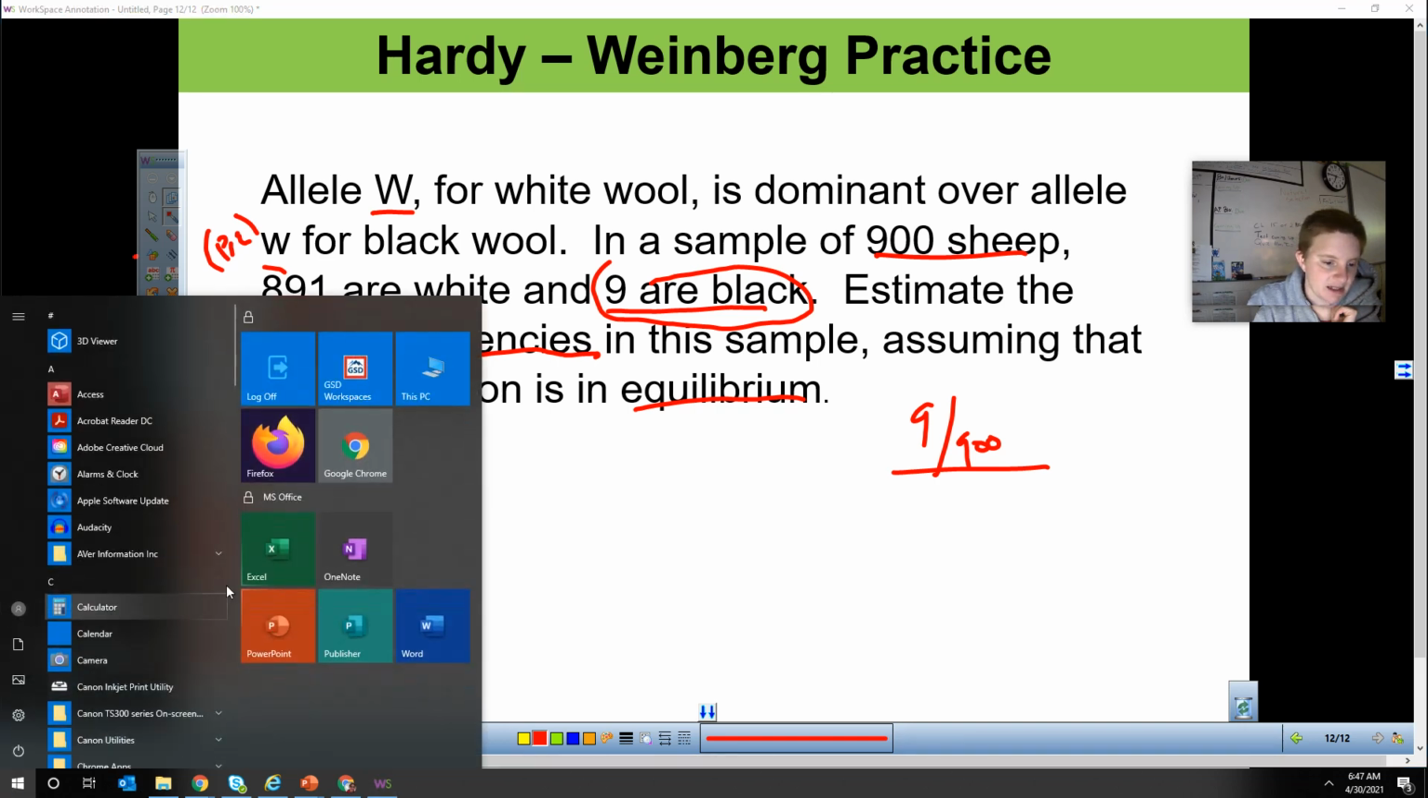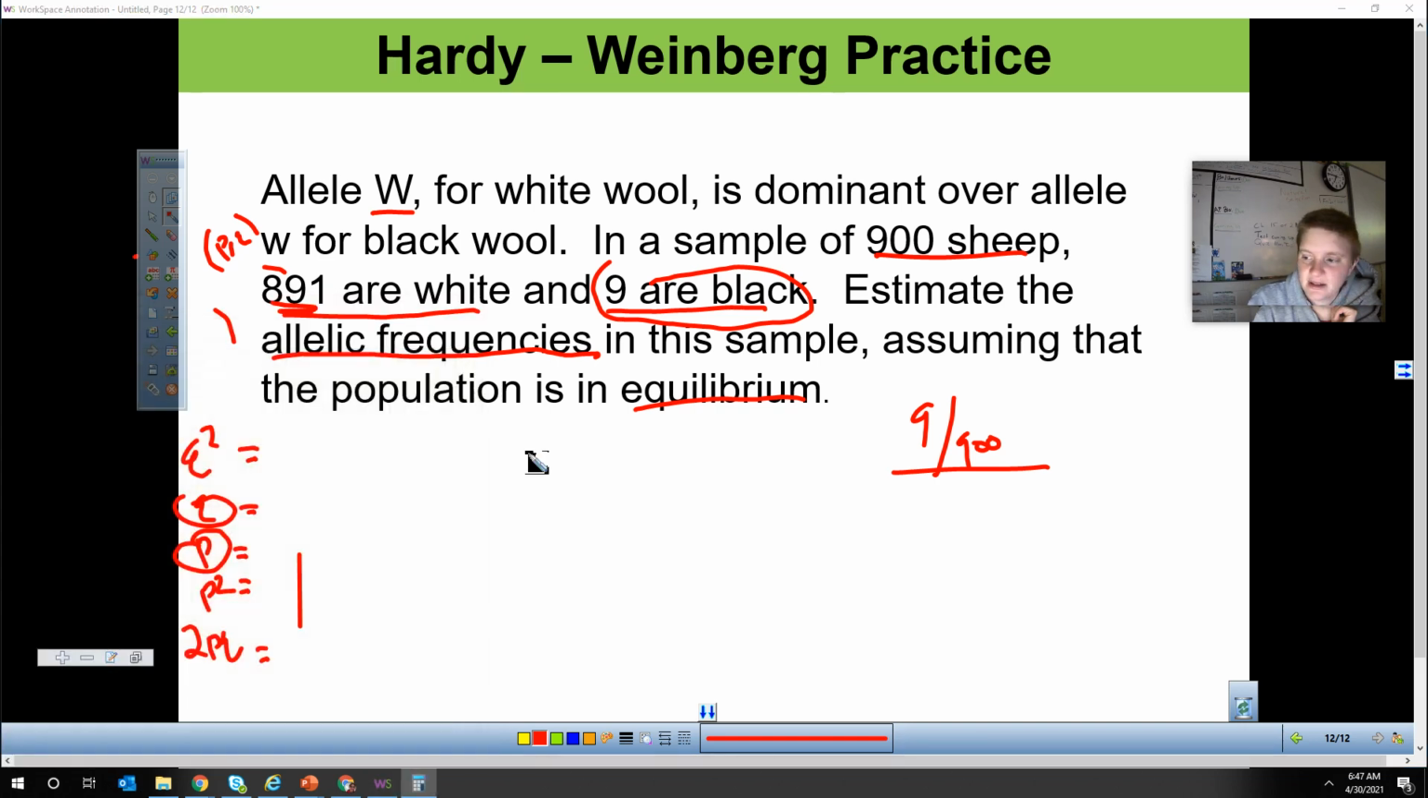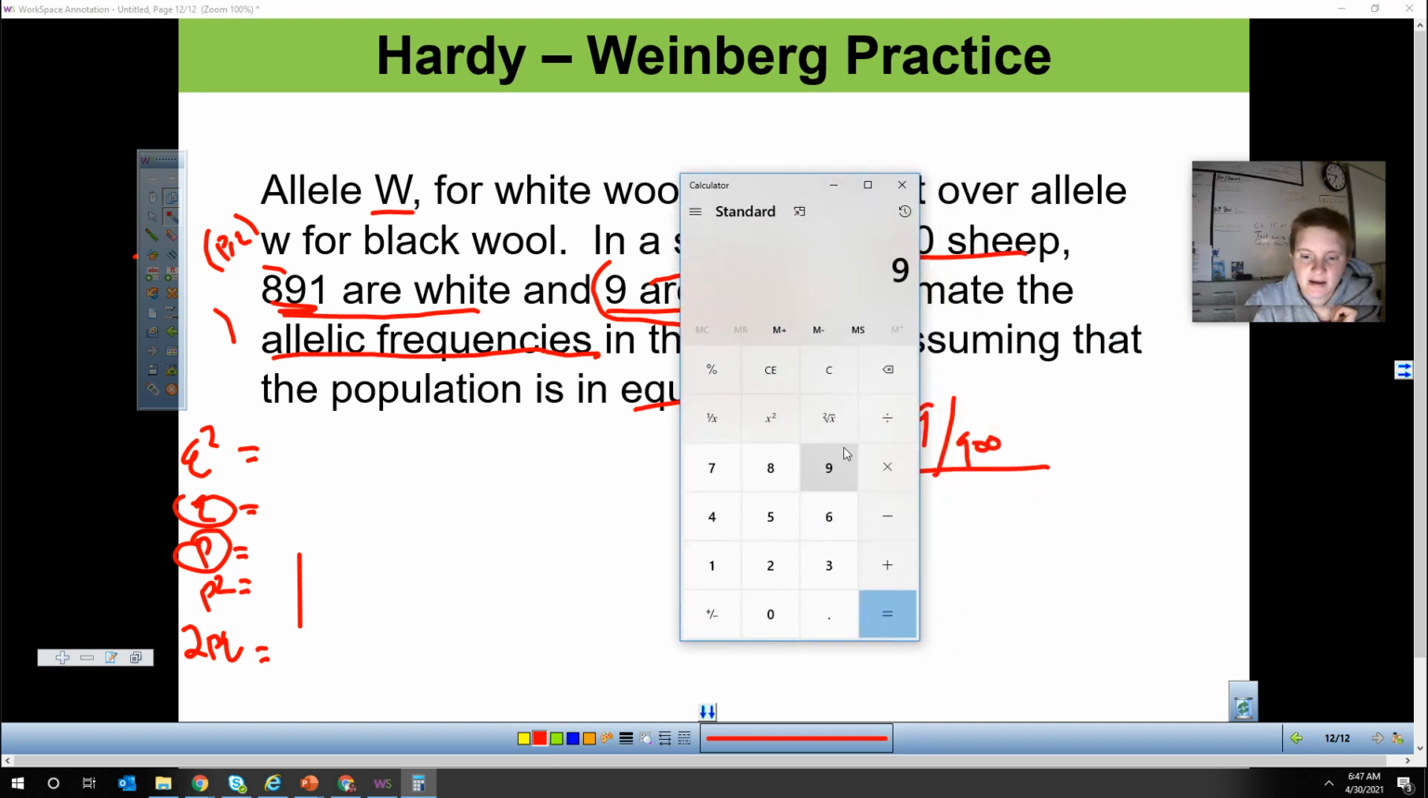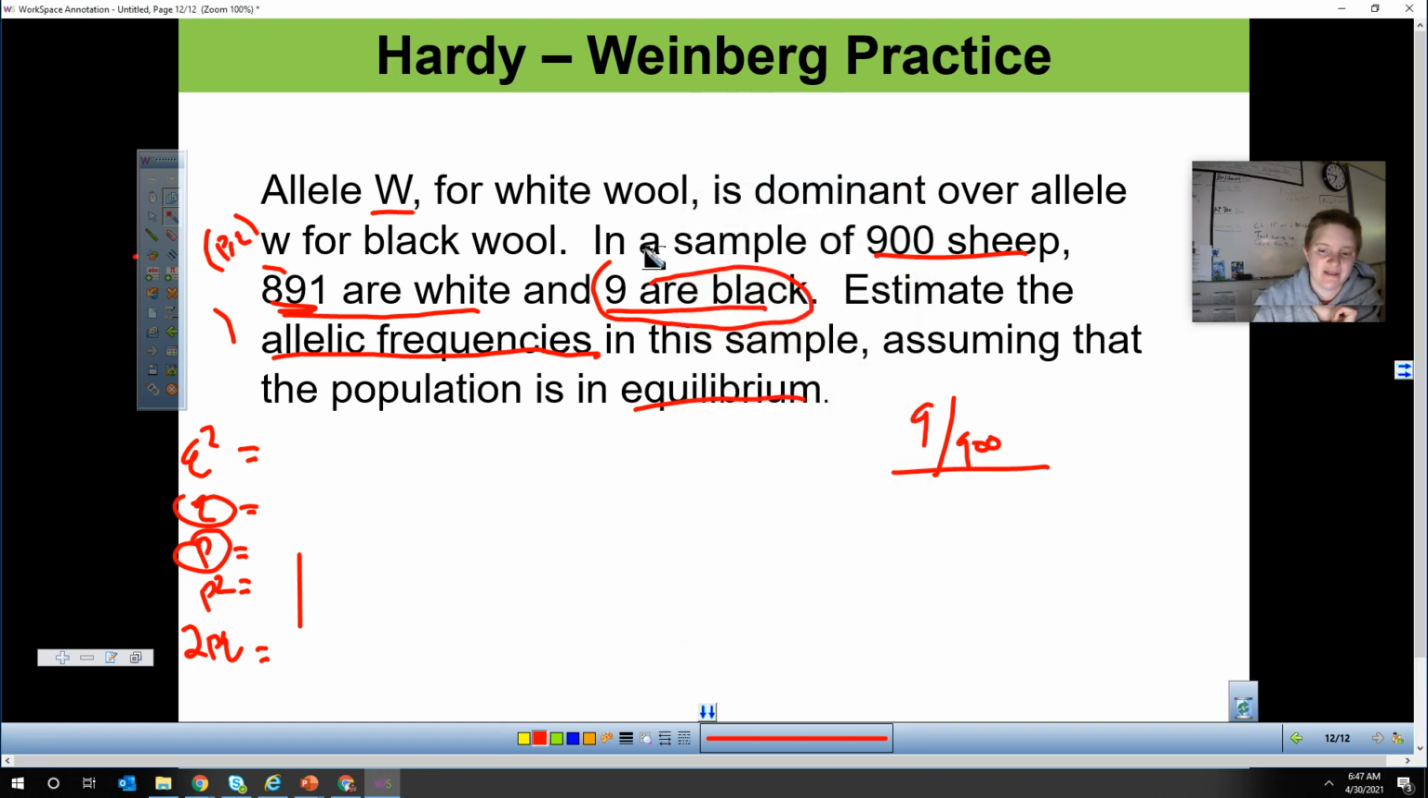This is me being totally lazy because I don't want to find it. So I'm going to grab my calculator here. 9 divided by 900, because laziness. 0.01. Oh, I could have figured that out, but I didn't want to. Okay, so Q squared equals 0.01. And then from there, you can just keep going, because you take the square root of that to figure out Q, and you get 0.1. Well, P plus Q equals 1, so that means P must be 0.9, because 0.1 plus P equals 1.